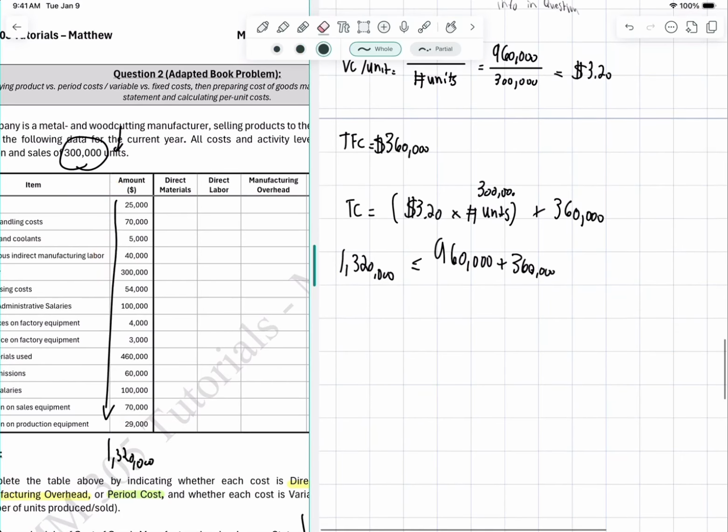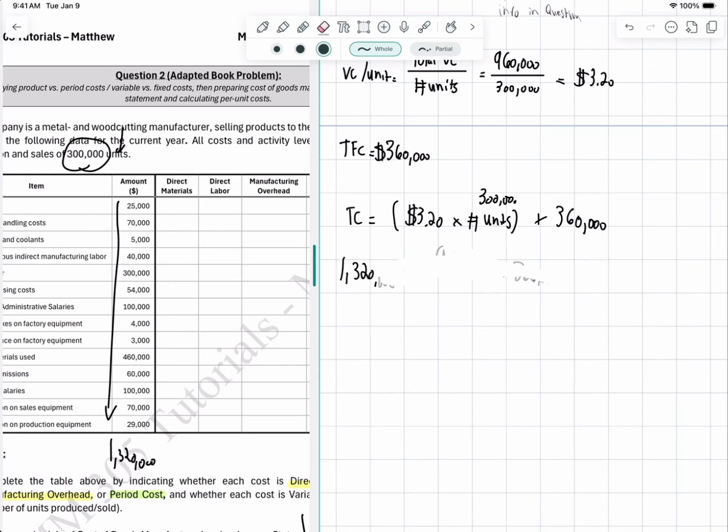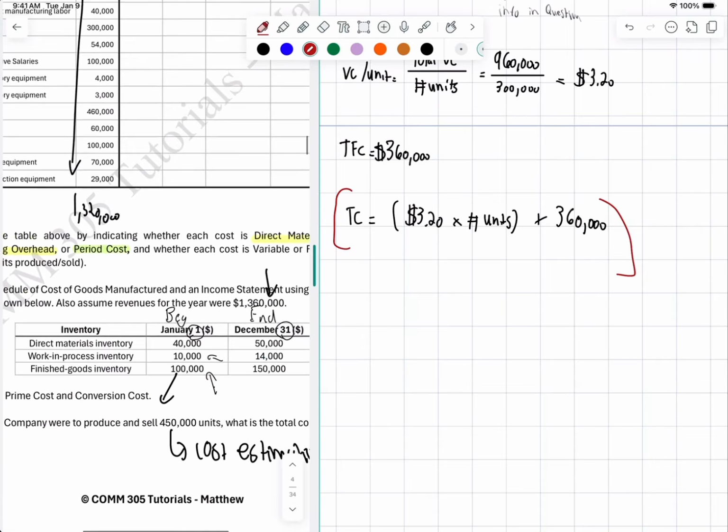So this is the cost function for this business. If you want to estimate the cost for this business, it's $3.20 a unit times the number of units, and then that fixed cost does not budge. So this is what I was saying before, guys. You want to build this function based on the original information in the question, because look how easy it is to answer the cost estimation question now.